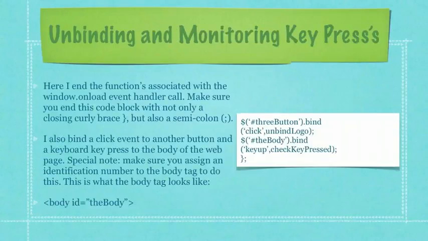Here I end the functions associated with the window.onload event handler call. Make sure you end this code block with not only a closing curly brace, but also a semicolon, because this is a common error people make. I also bind a click event to another button and a keyboard key press to the body of the web page. Special note here, make sure you assign an identification number to the body tag to be able to do this. And this is what the body tag would look like with the identification code attached to it.